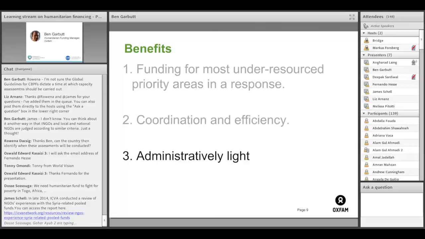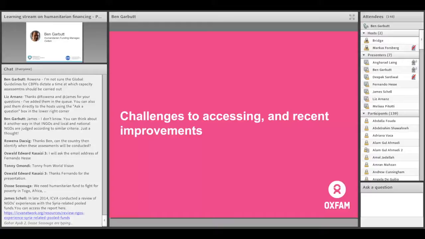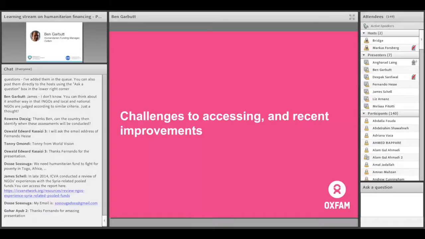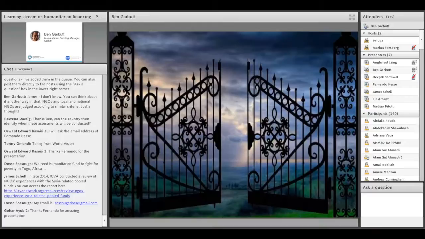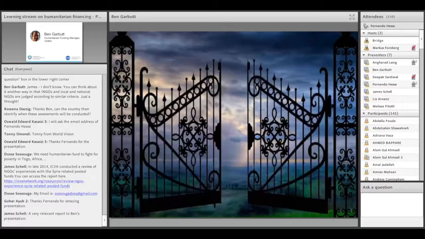So here's where I'm going to spend most of my time: on challenges to accessing and some of the recent improvements to CBPFs. And I'm going to start off with the topic of access. We've already had a question on this, but one topic that's really dominated some of the strategic discussions about CBPFs has been the partner capacity assessments. Let me talk about some of the main challenges in bullet point form.